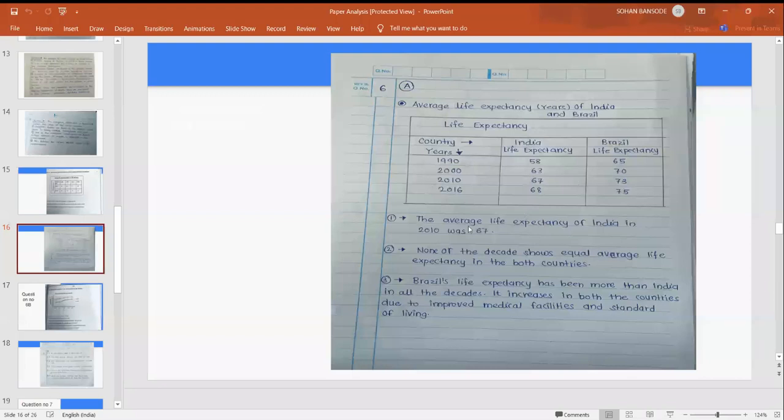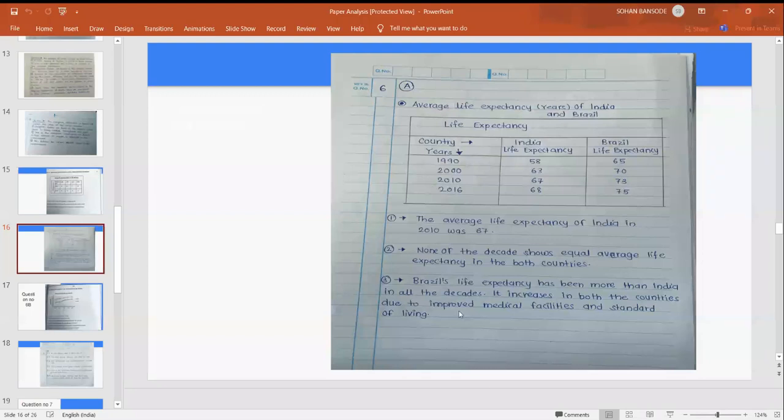First one is, the average life expectancy of India in 2010 was 67. Okay. Next one is, none of the decades shows equal average life expectancies in both the countries, because there are no similar digits or averages given over there. Third one is the last opinion. Okay.